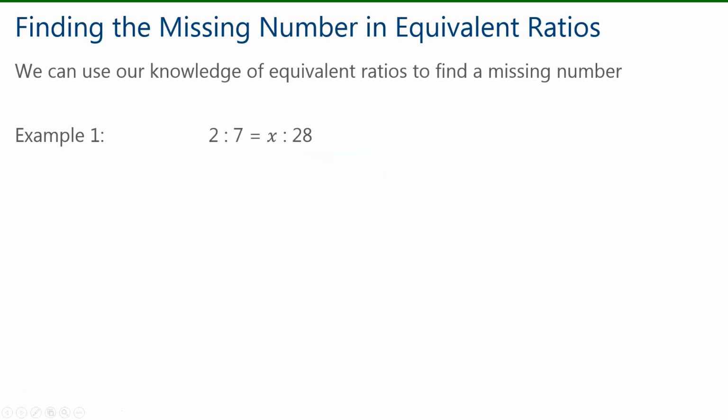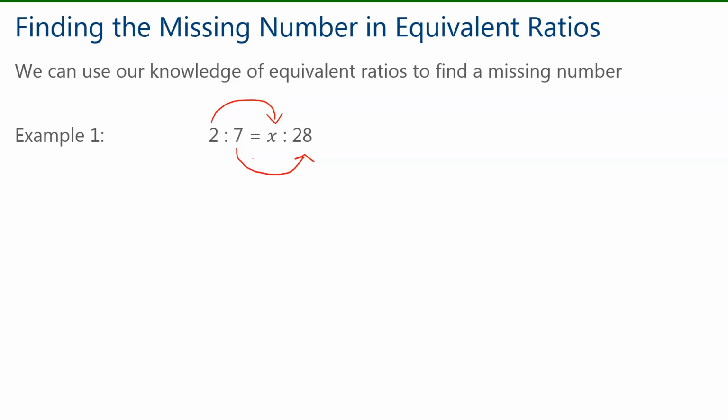We can use our knowledge of equivalent ratios to find the missing number. In the following example, it tells us that 2 to 7 is equal to x to 28. Remember, equivalent ratios are related by multiplication or division. So if these two ratios are equal, then we know that that has to be the case. So 2 would relate to x in the same way 7 would relate to 28.